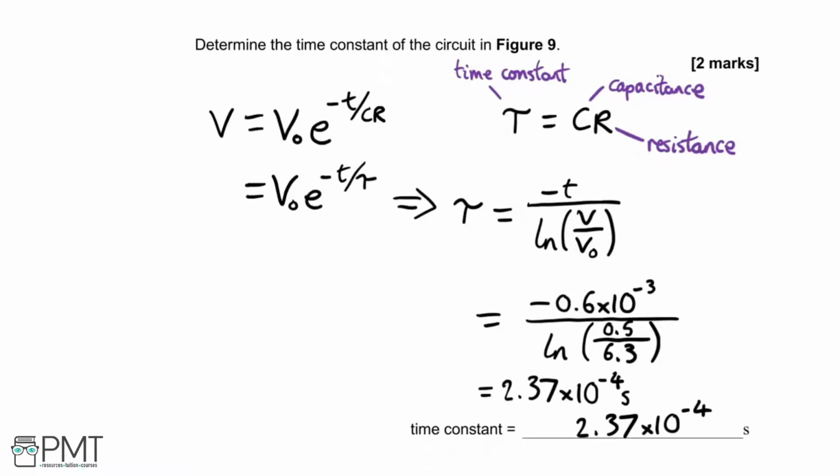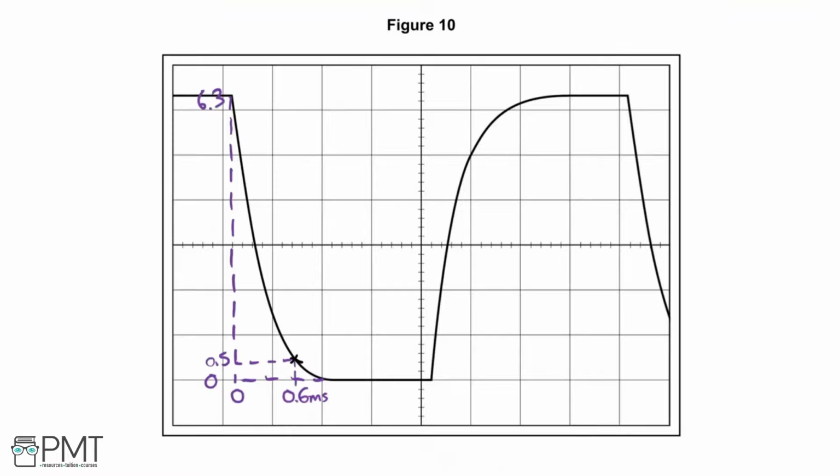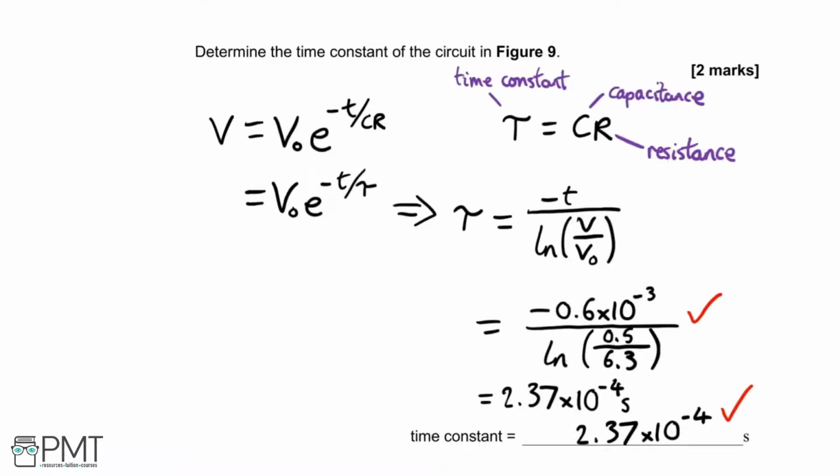So in this question, your first mark is going to be for correctly identifying values and substituting them, and your second mark is going to be for getting the correct answer. What I'll do is write down the values that I've obtained on the graph. So imagining this as a graph with a clearly defined origin, you can see that the top, where it starts to drop, is at 6.3 volts. The point I've identified is at 0.6 milliseconds across and 0.5 volts up. So those are the values that I can then substitute in. So 2 marks for that question.